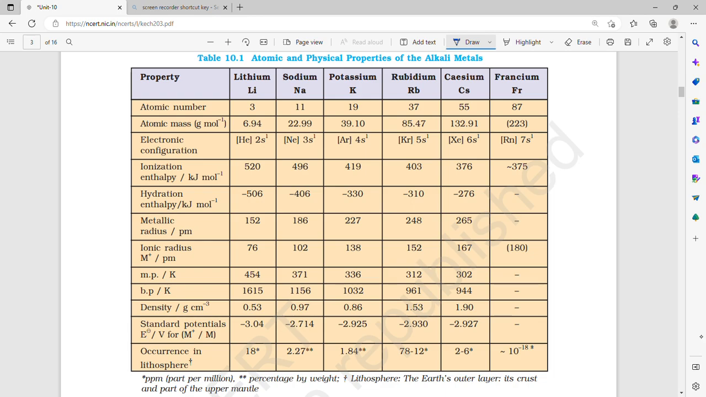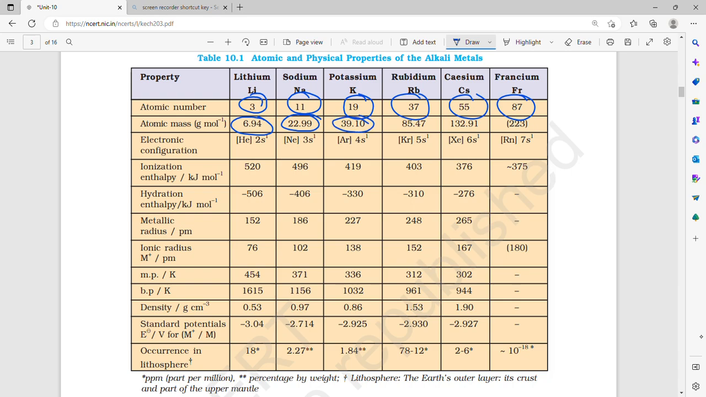So now let's see. Atomic number of lithium is 3, sodium is 11. Just read through this. Atomic number of potassium is 19, rubidium 37, cesium 55, and francium 87. Atomic mass for lithium is approx 7. For sodium it is 23. We take it as 23.